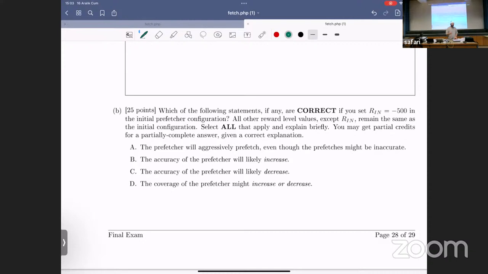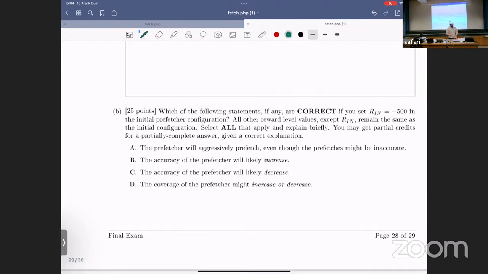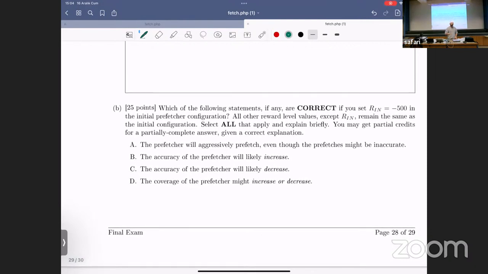Because we're telling the system, hey, you did inaccurate prefetches, and I'm going to punish you for that. Minus 500 points for Gryffindor. So you cannot prefetch inaccurately anymore, and there is no chance that the inaccurate prefetches will be issued more. Why? Because the prefetcher is instructed not to prefetch aggressively. So A cannot be the case. The accuracy of the prefetcher will likely increase. Yes, the accuracy might increase because we're punishing inaccurate prefetching a lot. So B.